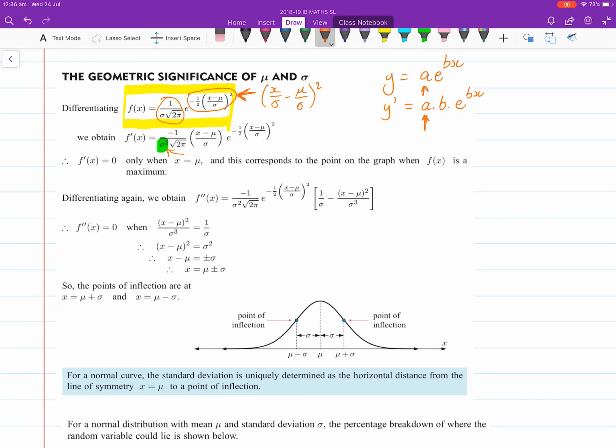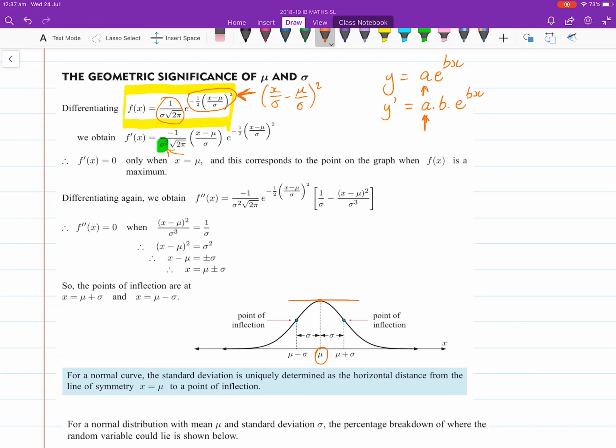Now f dash, or gradient function, is going to be 0 at the very top here, right? Because this is where the gradient is flat, isn't it? So f dash is equal to 0 there. It is 0 slope. And we know that is at the maximum point, but that's also where your mean is. Okay, does that make sense? So that will help us find the mean.